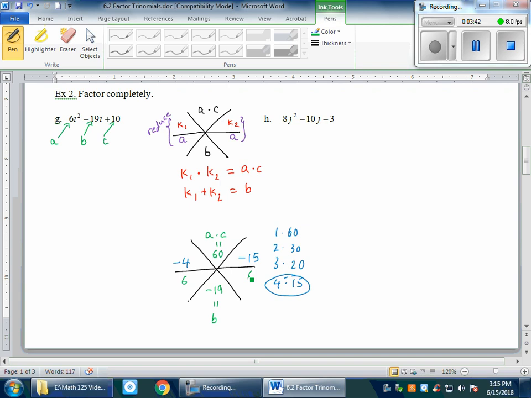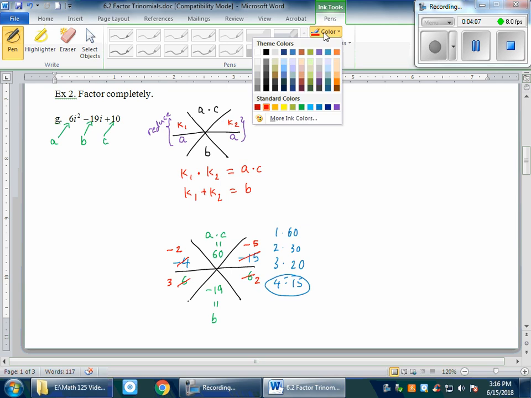And after that, we need to reduce. So 2 goes into 4 2 times, 2 goes into 6 3 times. 3 goes into negative 15 negative 5 times. 3 goes into 6 2 times.